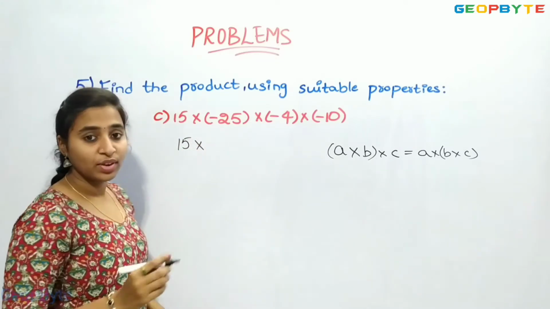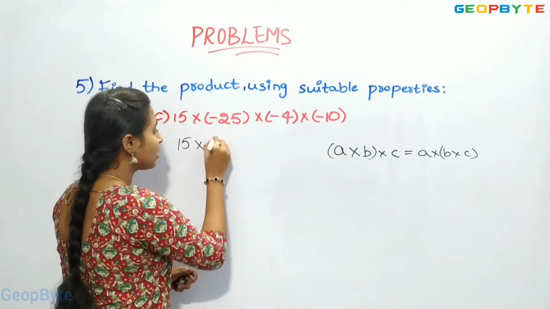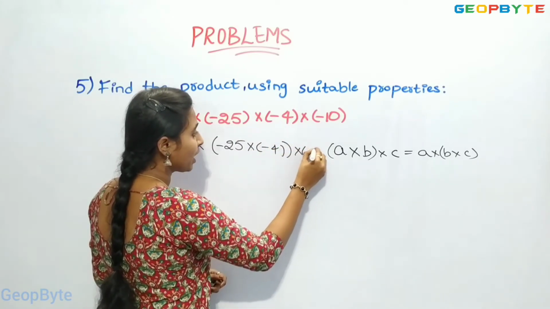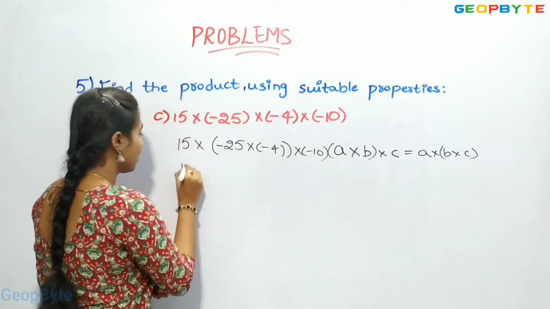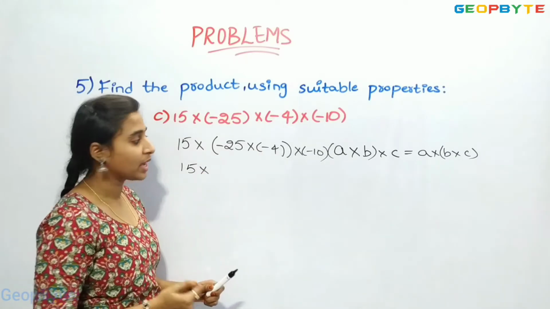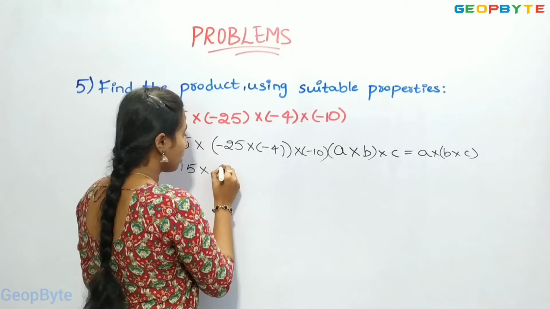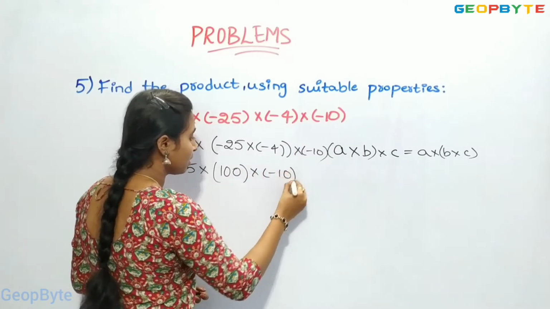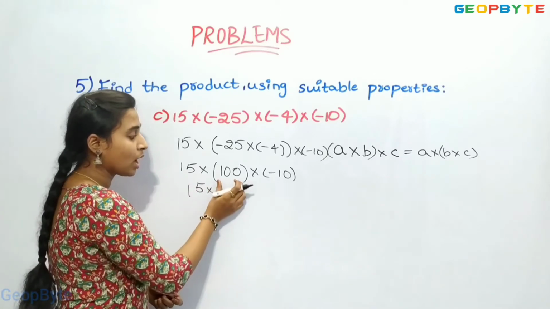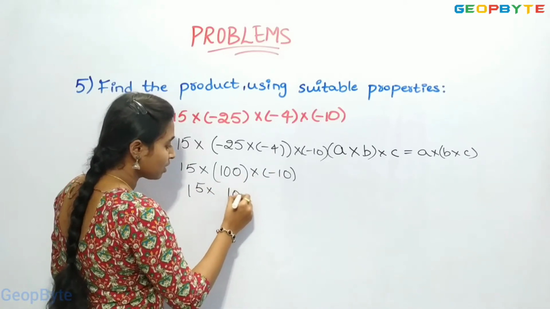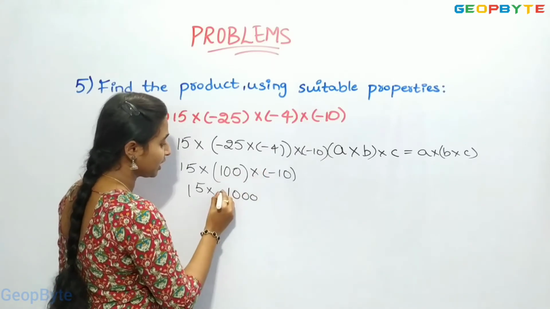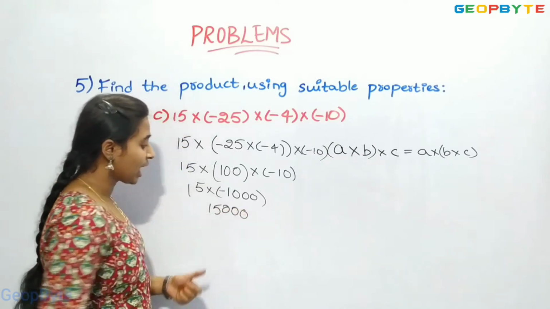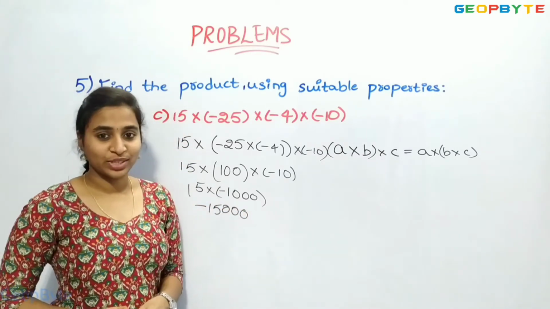15 into, first let us multiply these two numbers, minus 25 into minus 4, into minus 10. Minus 25 into minus 4 is plus 100, since minus into minus becomes plus, and the remaining number is minus 10. Now 15 into 100 into minus 10: 100 into minus 10 is minus 1000. Now 15 into 1000 is 15,000. As we have the minus sign, it becomes minus 15,000.